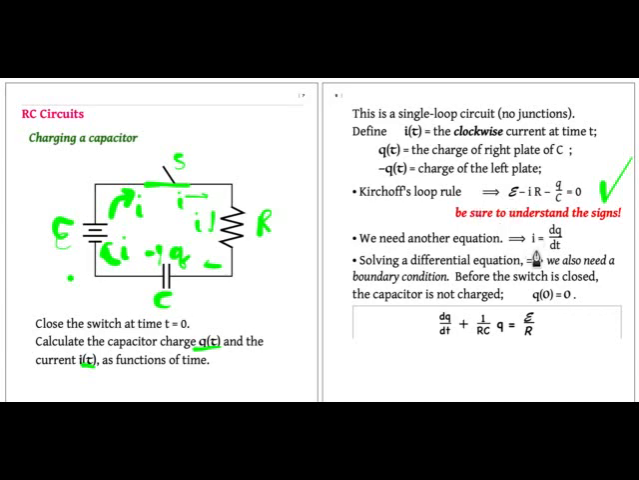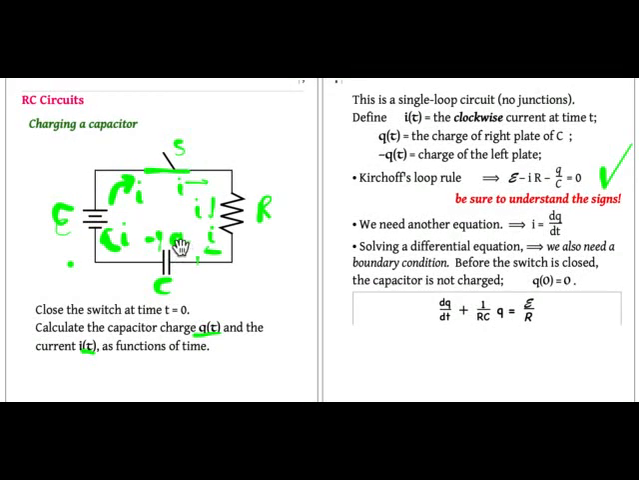Well, the other equation is I is equal to dQ over dt. Here's current I. What's the definition of current? It's the amount of charge passing a point, let's say passing this point, per unit time. So in time delta t, the amount of charge that passes that point is I times delta t. That's the amount of charge that accumulates on this side of the capacitor. So that's delta Q.